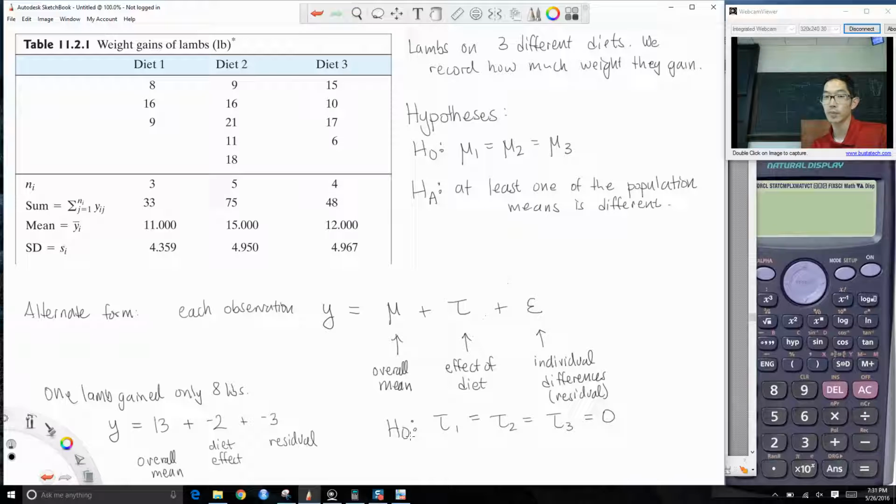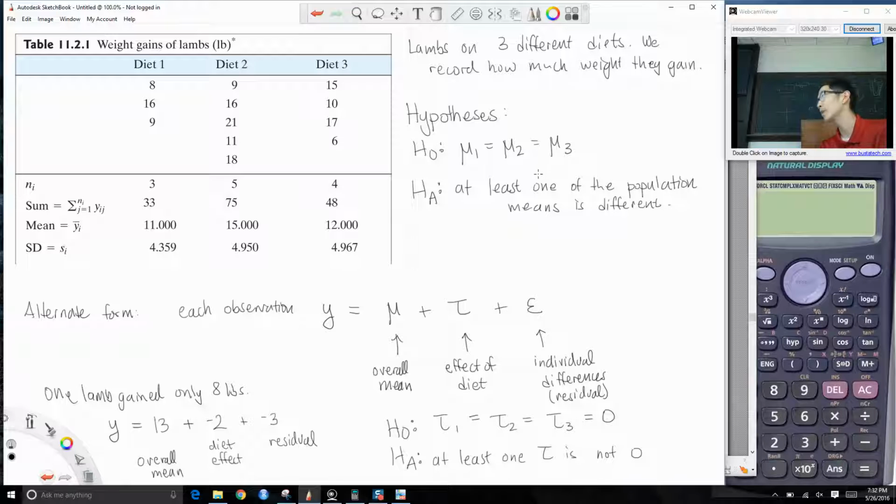And then the alternative hypothesis would be at least one is not 0. Okay. So these are effectively saying the same thing, okay? As far as one-way ANOVA goes, this form is probably the most intuitive and easiest to understand. The group means are all the same, okay?